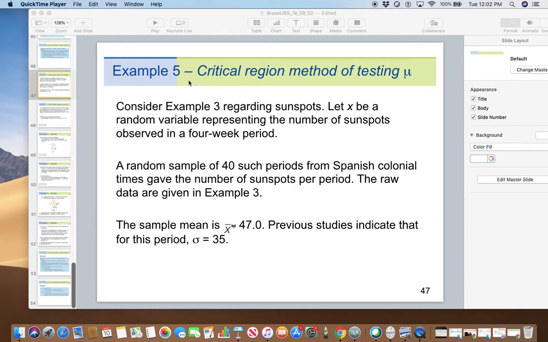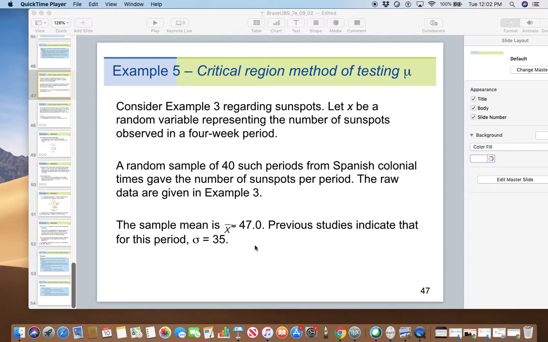So now we are on example 5, critical region method for testing mu. Now consider the example regarding sunspots. Let x be a random variable representing the number of sunspots observed in a 4-week period. A random sample of 40 such periods from Spanish colonial times gave us the number of sunspots per period. This data was given in example 3.